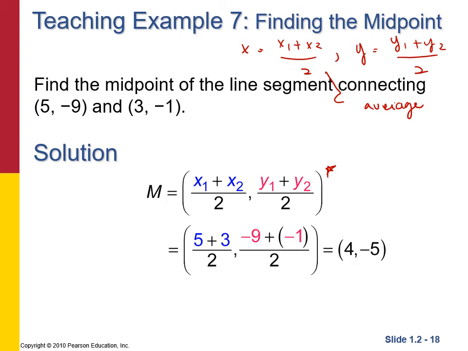And so notice x1 and x2, 5 and 3. We add them up. 5 plus 3 is 8 divided by 2, which is 4. And y1 and y2: -9 plus -1 is actually -10, divided by 2 is -5. Don't forget your negatives in here. Okay, so finding the midpoint is pretty simple.